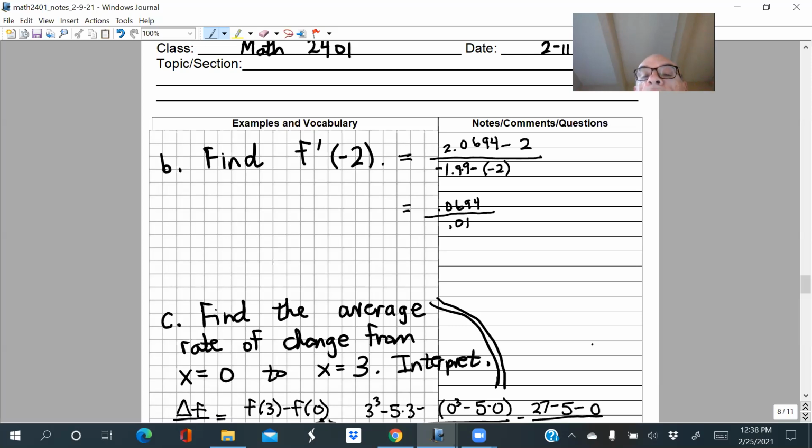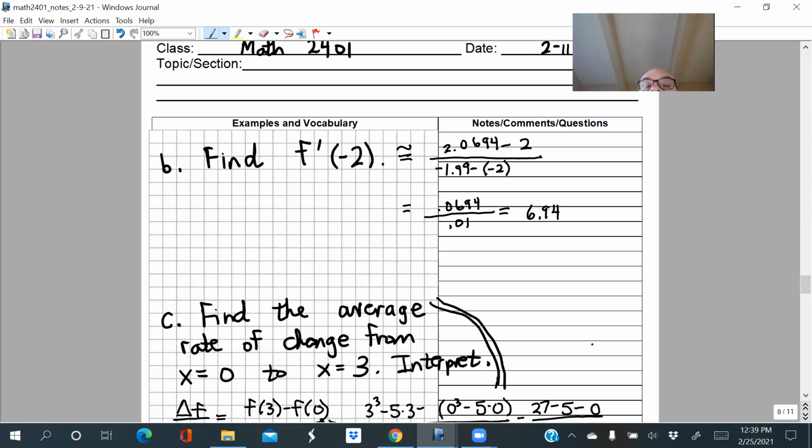Did I do that right? I think so. These two things are 1/100th apart. Here we have 0.0694, and it's easy to divide by 0.01. When you're dividing by 1/100th, that's the same as multiplying by 100. So we would end up here with 6.94.